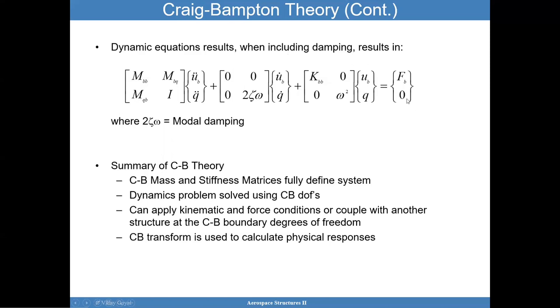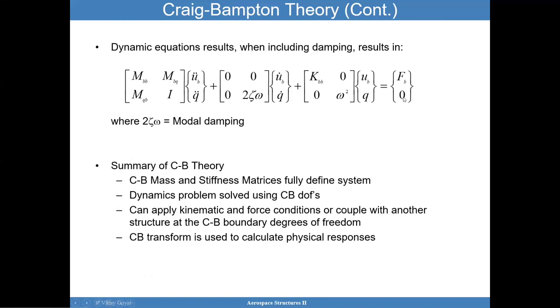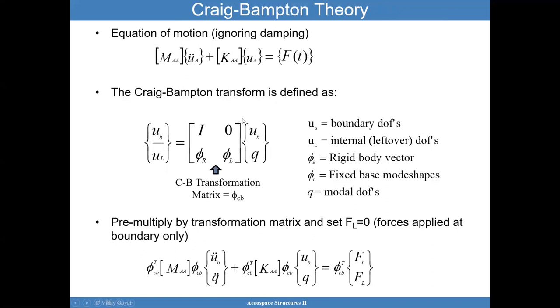We're going to assume that you don't apply any forces at the internal nodes, meaning that FL is zero. It makes sense. I'm going to apply loads primarily to the boundary degrees of freedom. So that goes to zero, and that further simplifies the modeling. So in summary, really, once you solve for UB and Q, you can then go back and recover what is going on physically with the internal degrees of freedom that you had reduced.